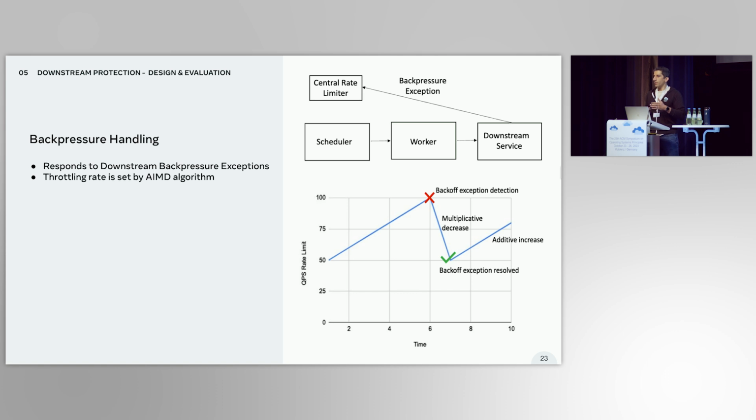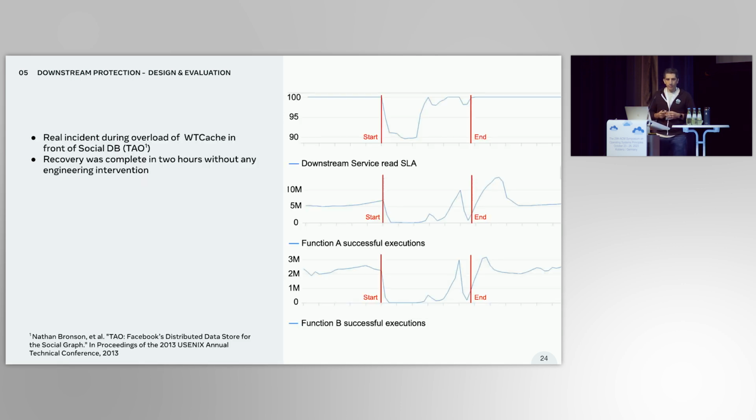And in this phase, we reduce the RPS rate limit that we enforce for throttling significantly. And we continue to do that until the back pressure situation is resolved, where the algorithm goes to the additive increase mode, and we're able to gradually increase the execution rate of these functions. Now, let's take a look at how this feature worked in production.